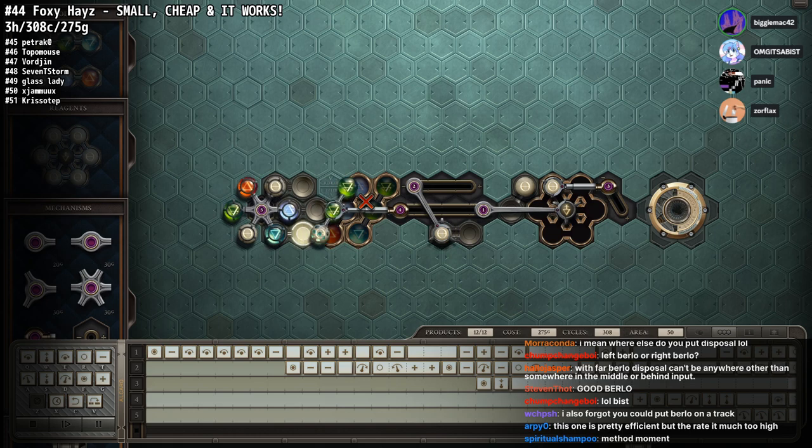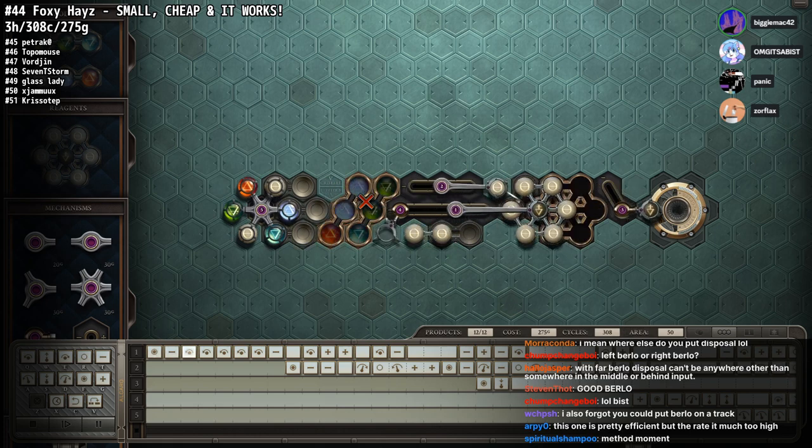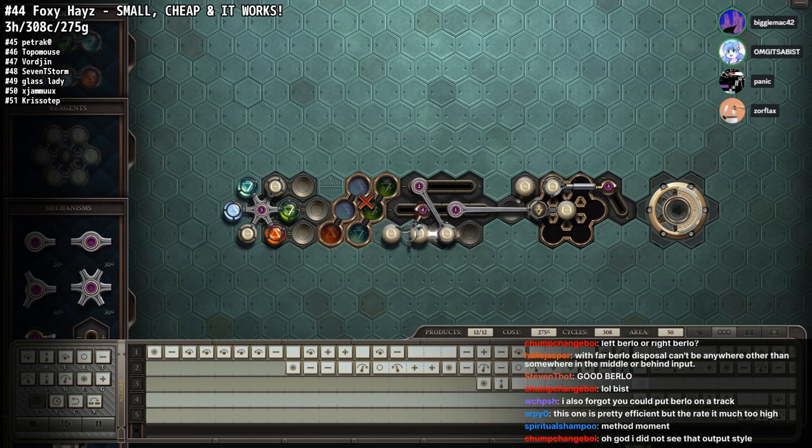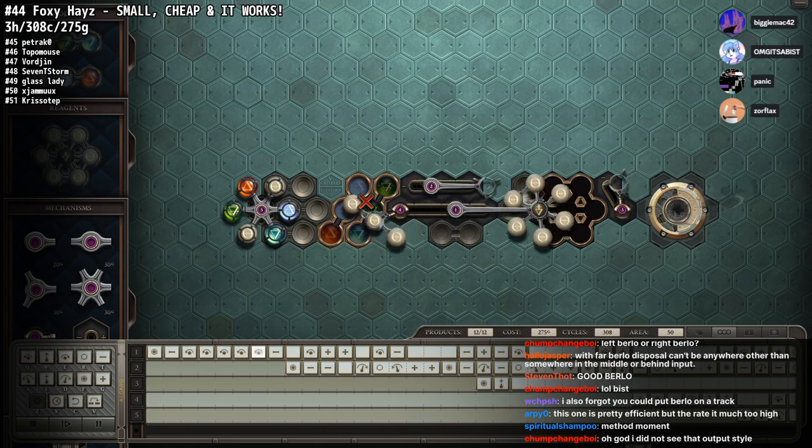I'm very comforted that Spiritual Shampoo is calling this method as well. That means that I wasn't far off. The very first thing that I sent Panic was this output motif, but with a single atom input.